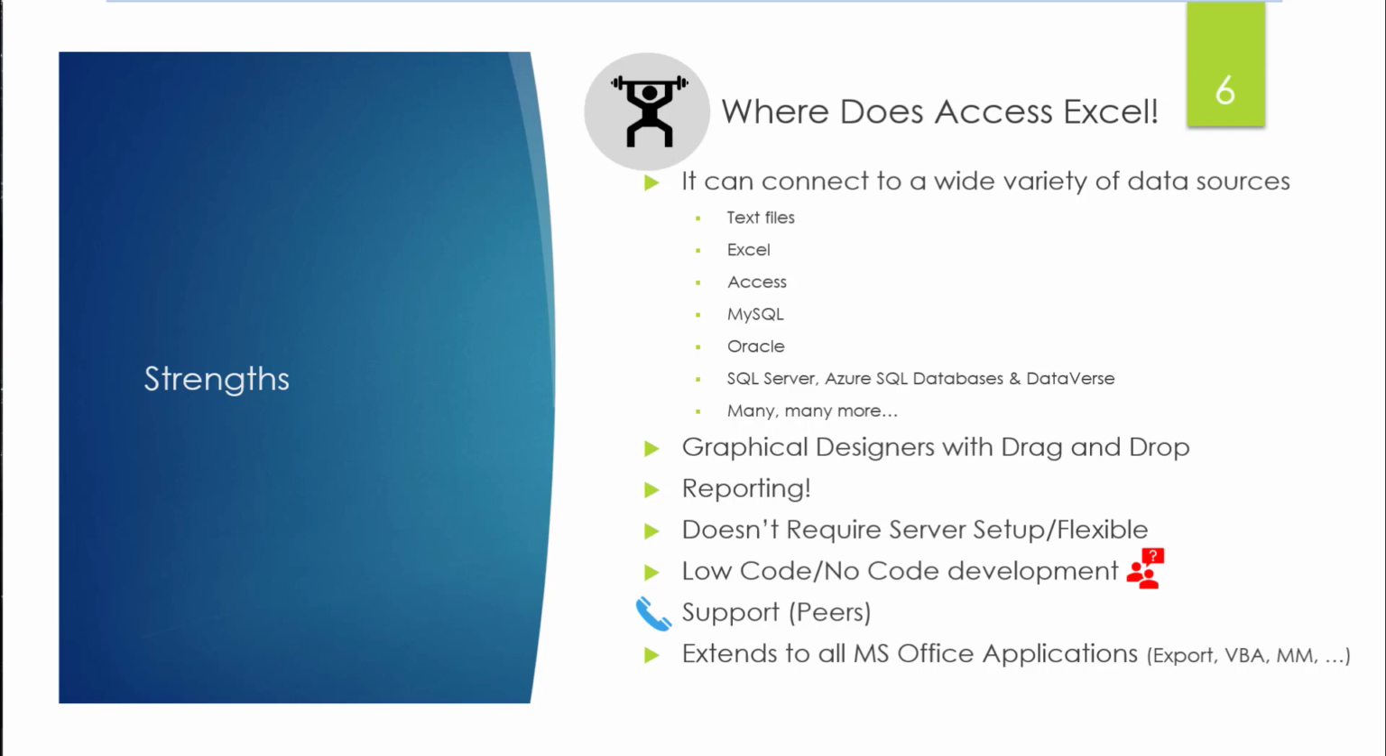So where does Access excel? What are its strengths? Well, one of its biggest strengths is just the multitude of backends that it's able to interact with, the different types of data that it can connect to. Think of text files, Excel, Access Database, MySQL, Oracle, SQL Server, Azure, Dataverse, and the list just goes on and on and on. And that's what makes it so flexible. You can connect to anything and quickly be up and running with a reporting tool or even data entry. So it is unparalleled on that front.